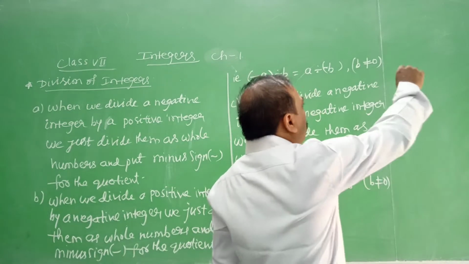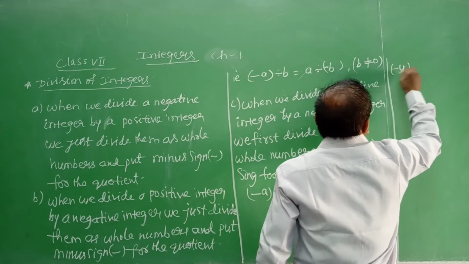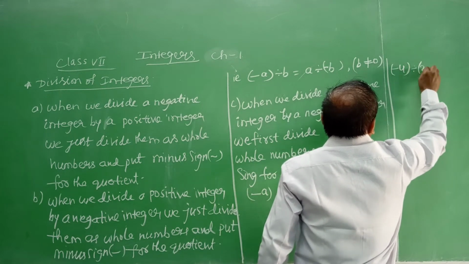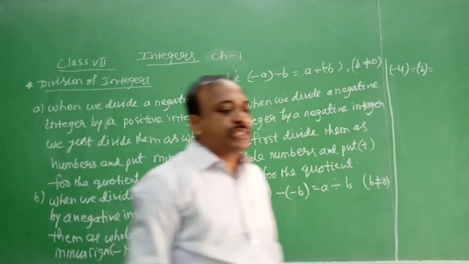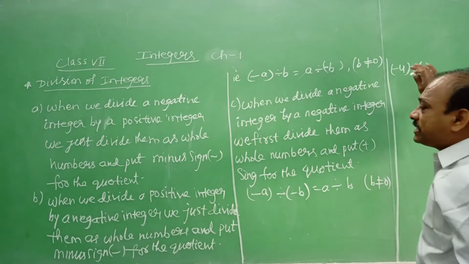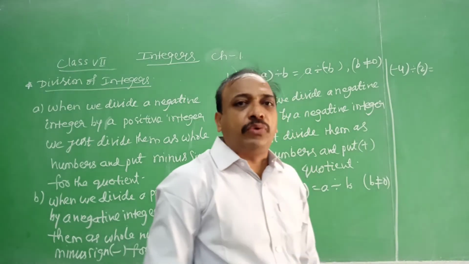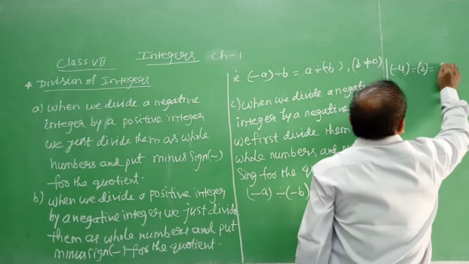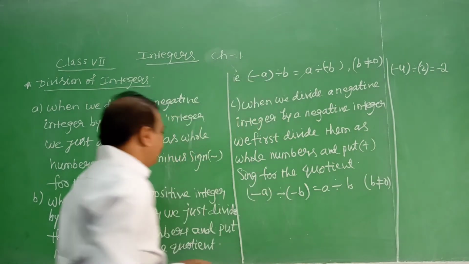Look at this. For example, I am writing minus 4 divided by 2. Here minus 4 is a negative number and 2 is a positive number. So when we divide a negative integer by a positive integer, just divide them as whole numbers, 4 and 2. 4 divided by 2 is 2. So here we write 2 and put a minus sign for the quotient.